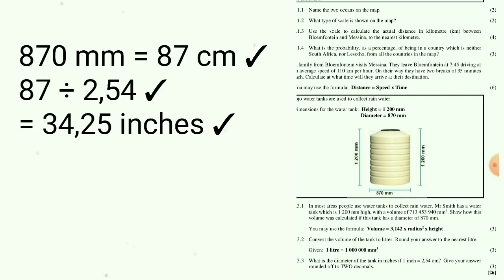Remember, what is the diameter of the tank in inches, if 1 inch equals 2,54 centimeters, rounded off to 2 decimals. Most people forget to convert. When they say deal with centimeters, you have to convert; if your number is in millimeters, you have to convert. So we converted and say 87 centimeters divided by 2,54, and the answer is 34,25 inches.